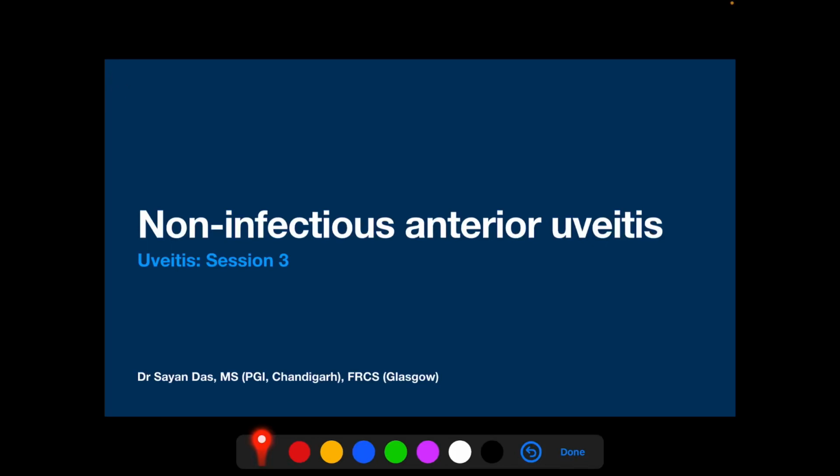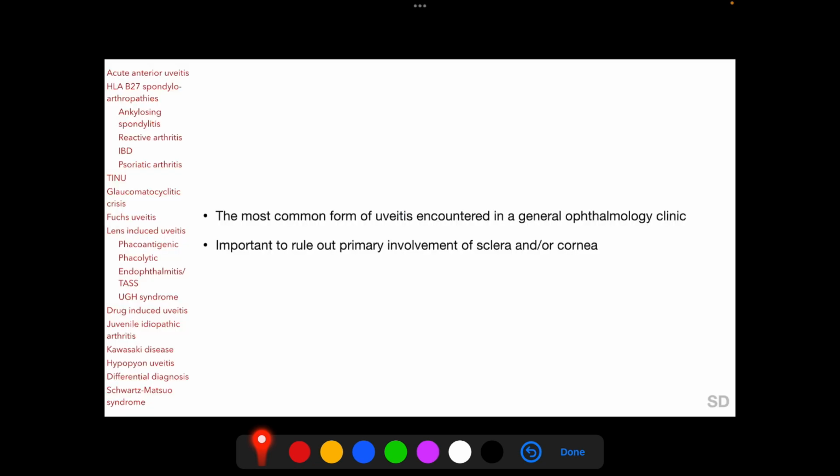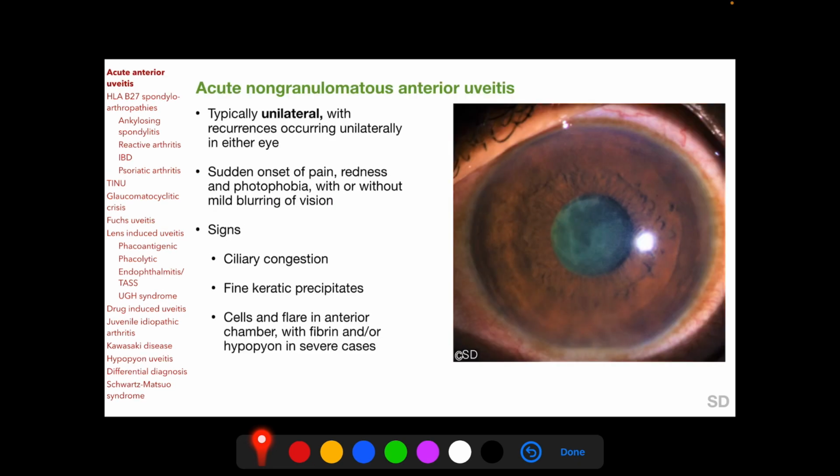Welcome. In this session, we are going to discuss anterior uveitis arising from non-infectious causes. Non-infectious anterior uveitis is the most common form of uveitis encountered in a general ophthalmology clinic, accounting for more than 90% of all uveitis cases. When we see a patient with anterior uveitis, as we are going to describe, it is important to rule out primary involvement of sclera and/or cornea, as in sclerouveitis and keratouveitis.